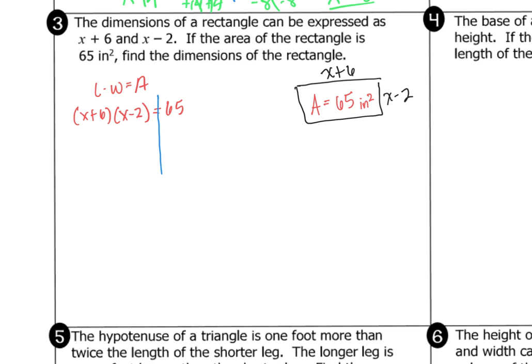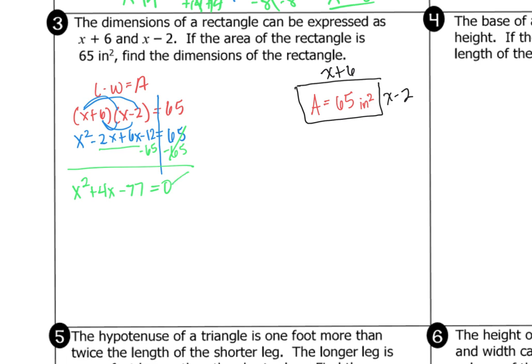So we're going to multiply x times x to get x squared. x times negative 2 is negative 2x. 6 times x is 6x. 6 times negative 2 is negative 12. This equals 65. Okay, don't forget that your middle two terms will combine. You need to do that before you move on. We also need to get this set equal to 0. So we're going to subtract 65 from both sides, and it will match up with the other constant. So simplifying this all together now, we have x squared plus 4x minus 77 is equal to 0.